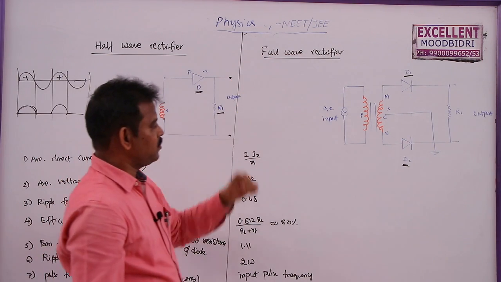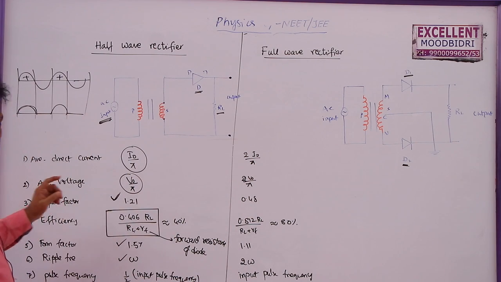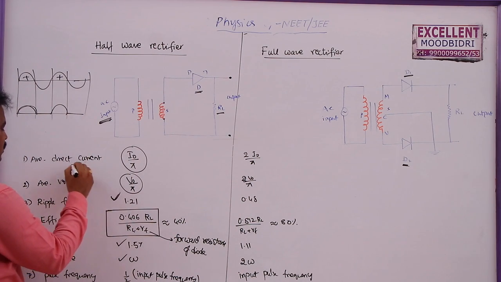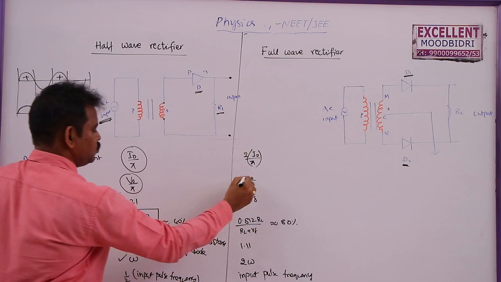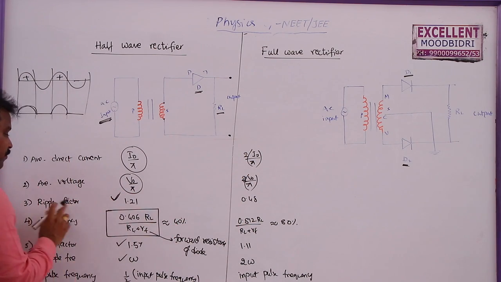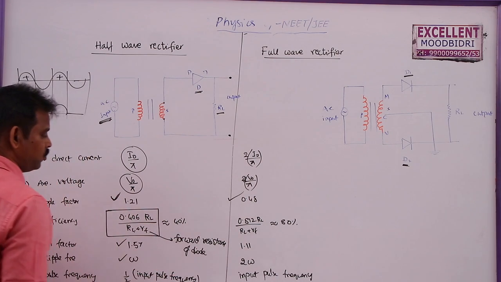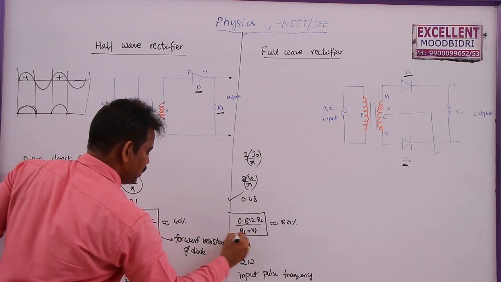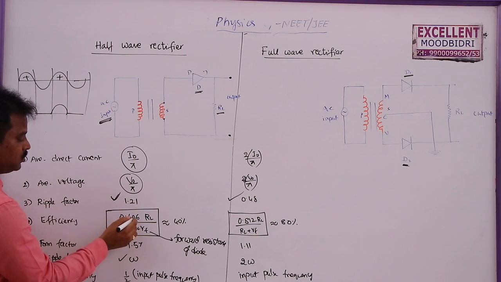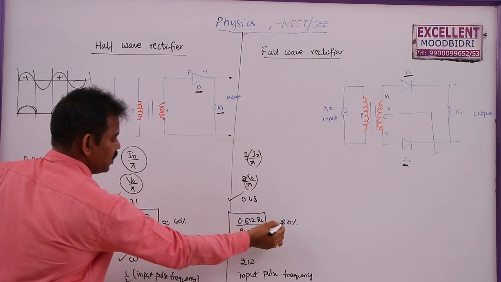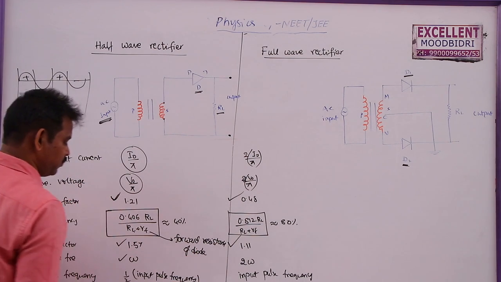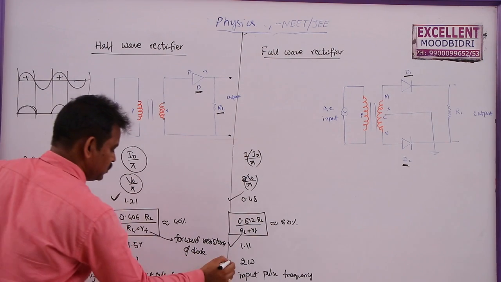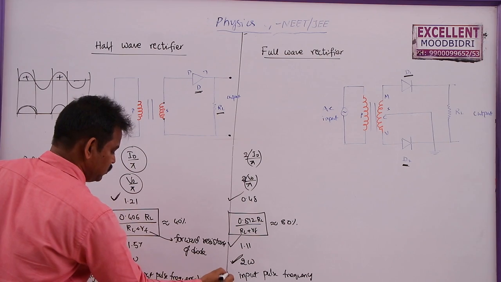But in a full wave rectifier, each and every value will be doubled here. For most of the cases, average current will be 2 times I naught by pi, and average voltage is 2 V naught by pi. But the ripple factor will decrease to 0.48, and efficiency is also doubled here. This is 0.406 into 2, that will become 0.812, nearly 80%, whereas this is 40% only. And the form factor will be reduced to 1.11. But the ripple frequency will be 2 omega, and this will be the same.